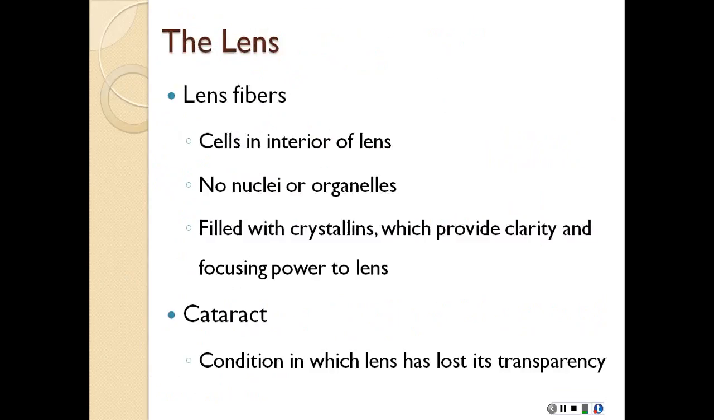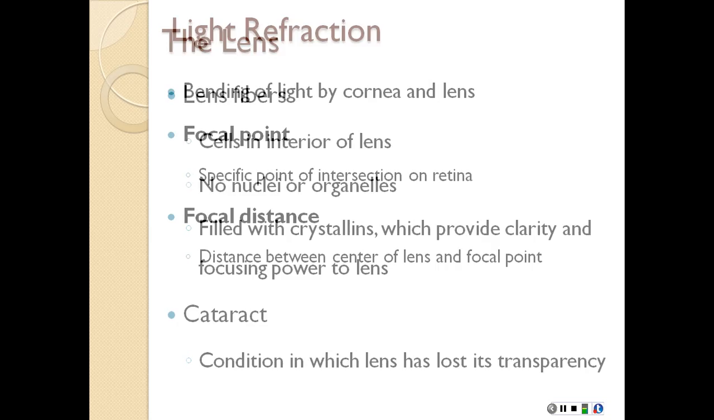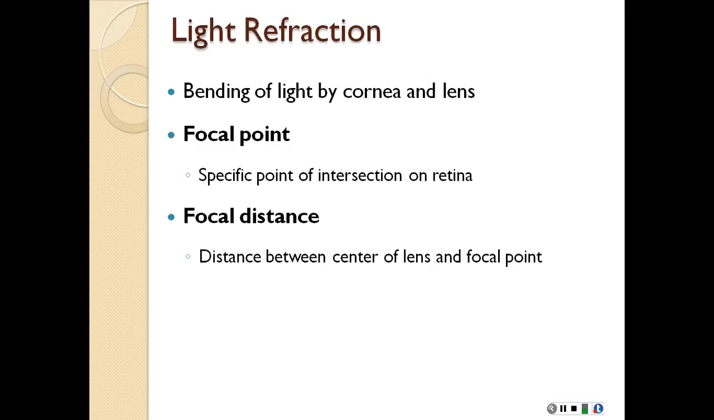And the lens, so we kind of mentioned all of these. The lens fibers, cells in the interior of the lens are filled with crystallins, which provide clarity and focusing power to the lens. So remember, the lens is what allows our eye to focus the image onto the retina. And cataracts, you all have heard of that, a condition in which the lens loses its transparency. So the lens becomes cloudy in cataracts.